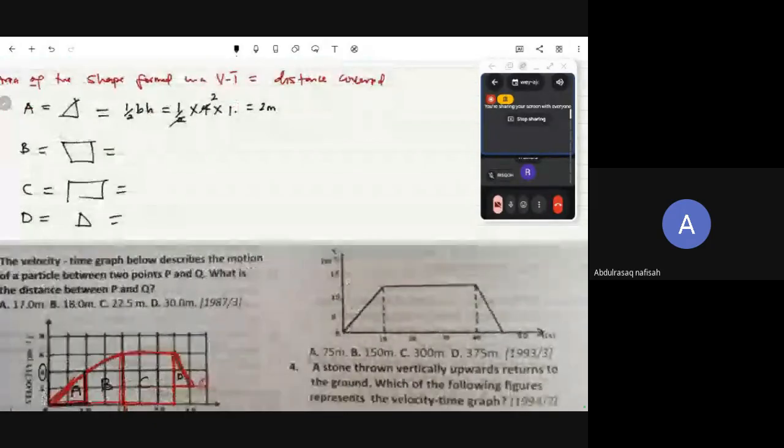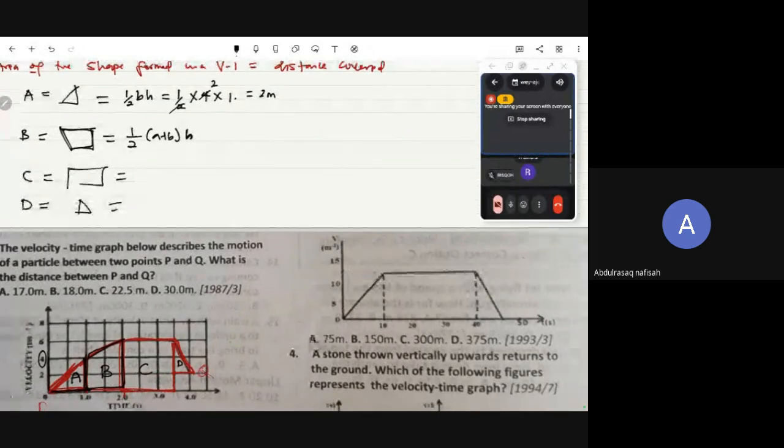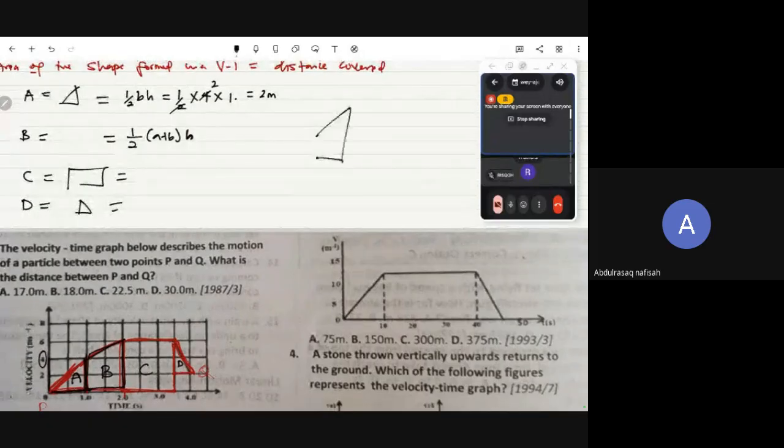That's for the triangle. Now the trapezium, you have to be very careful. You have to change the direction of the shape. This is how a trapezium should look like. The formula for the area of a trapezium is half (A plus B) times H. So we have to change it so that it will slant like this. This will be your A, this will be your B, and this will be your height.